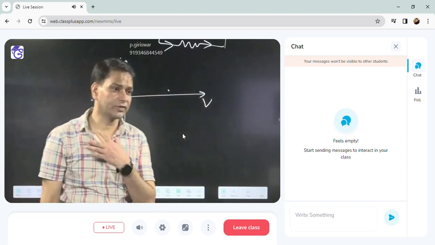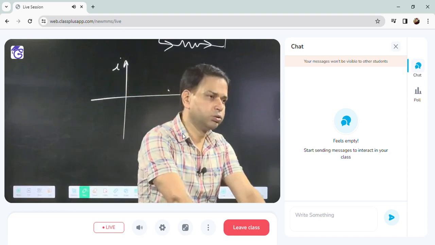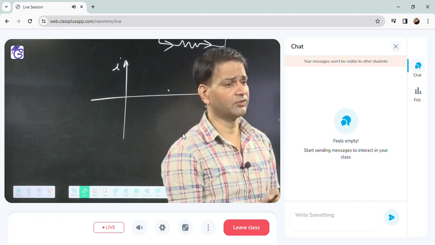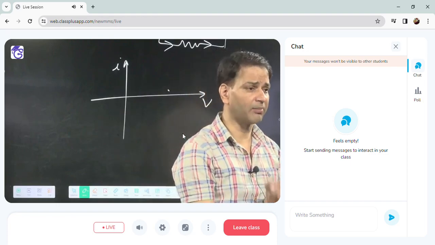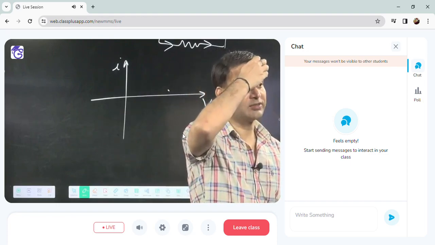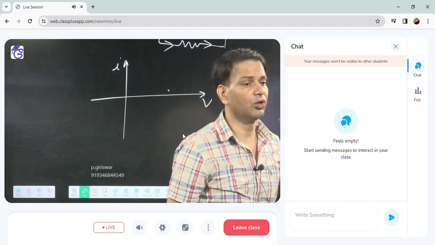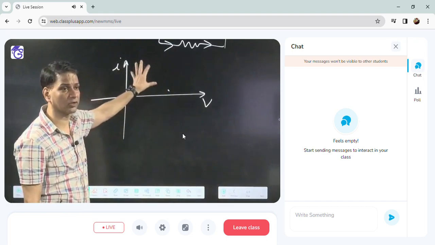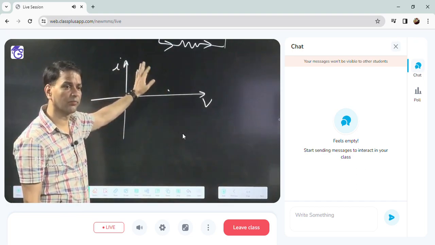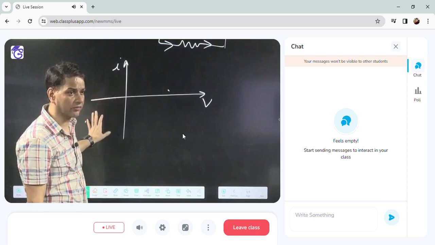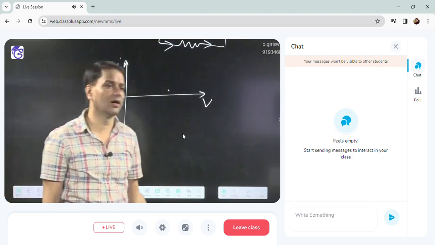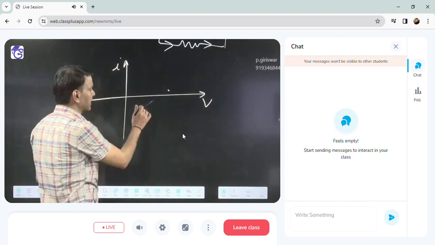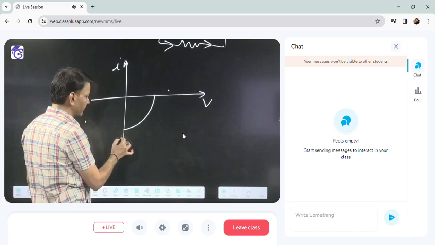what is the solar cell VI graph? Up to this, okay? So the solar cell is working in the unbiased condition. The first quadrant we allotted for forward biasing, and this one we allotted for reverse biasing. That's why we make the solar cell VI graph in the fourth quadrant. Why? Because this is the unbiased condition. So the solar cell VI graph is this.